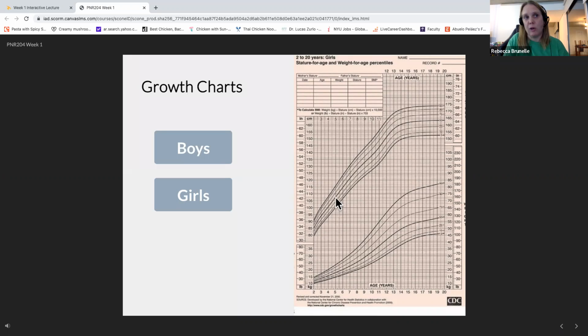So you worry if they're on the 50th and they drop to the 10th, that's a problem. And you also worry if they were at the 25th and they jumped up to the 75th. The most ideal growth pattern is for them to follow along their curve and to not be below the 10th or above the 90th.